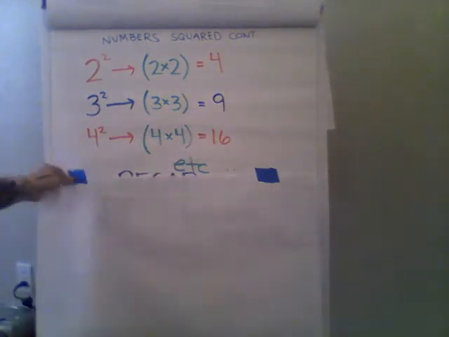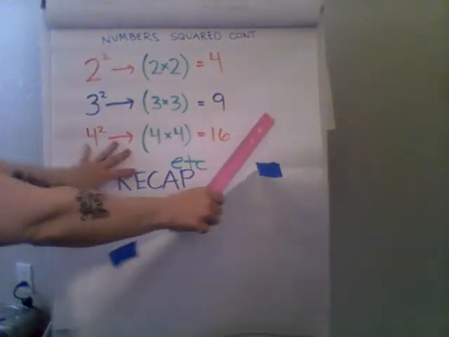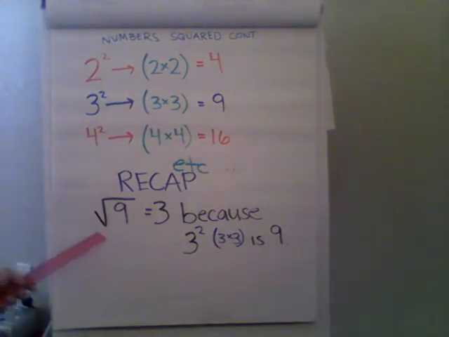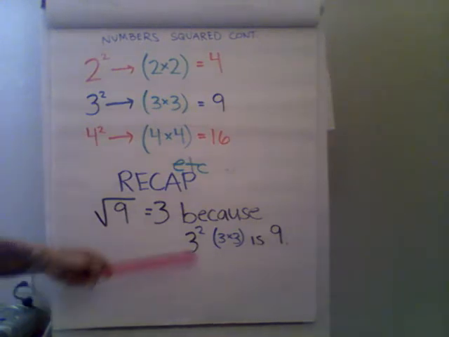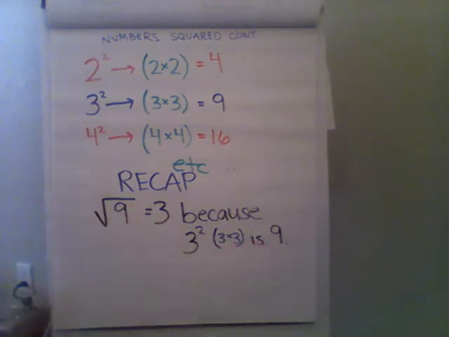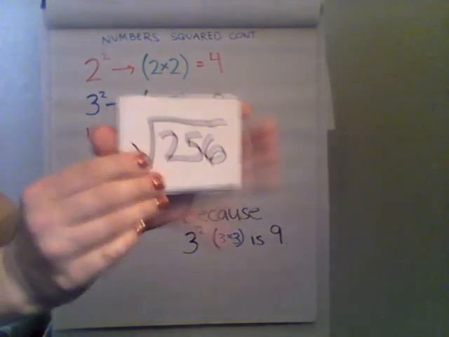Okay, just a little recap here. So the square root of 9 is 3. And that's because 3 squared, or 3 times 3, is 9. And that is squares and square roots. And if you are asking for more practice, well, you got it. Here we go. Flashcards. I know how much you love them.